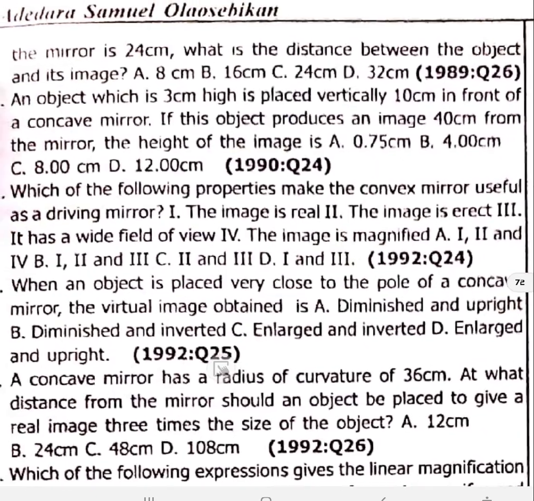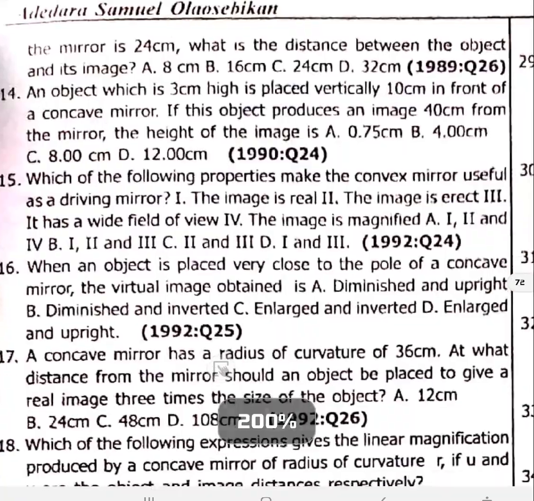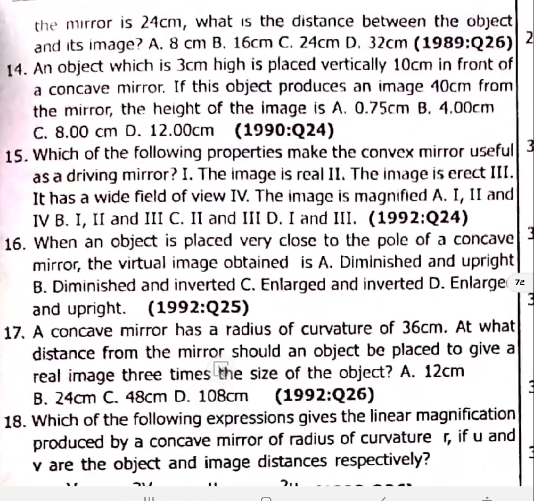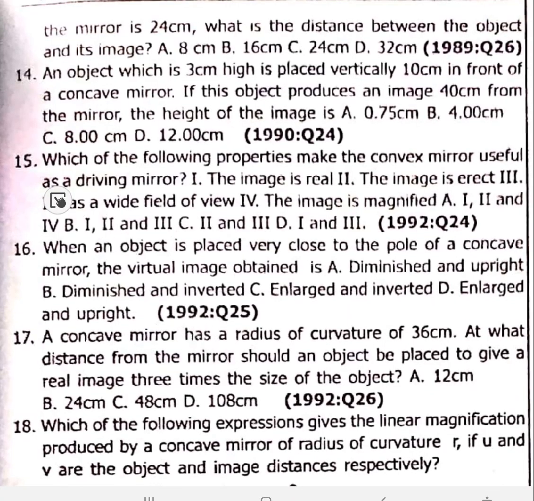Virtual, erect, and enlarged. 14. So that's the calculation. 15. Which of the following properties make the convex mirror useful as a driving mirror? This question is repeated. Convex for driving. The image is erect and we can use it to view a large area.